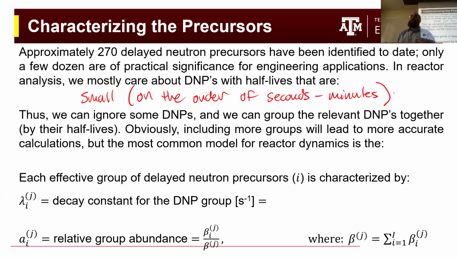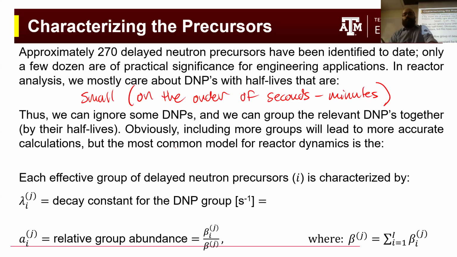Some of these delayed neutron precursors are going to have crazy long half-lives of hours or days or years. Those are emitting neutrons so slowly that we can basically ignore them in our calculations. But the ones that have short half-lives and decay fast, we have to consider mostly. So we can ignore the ones that are way out of that range, and we can group the ones that have similar decay constants and half-lives together. That's where the idea of delayed neutron precursor groups comes from.